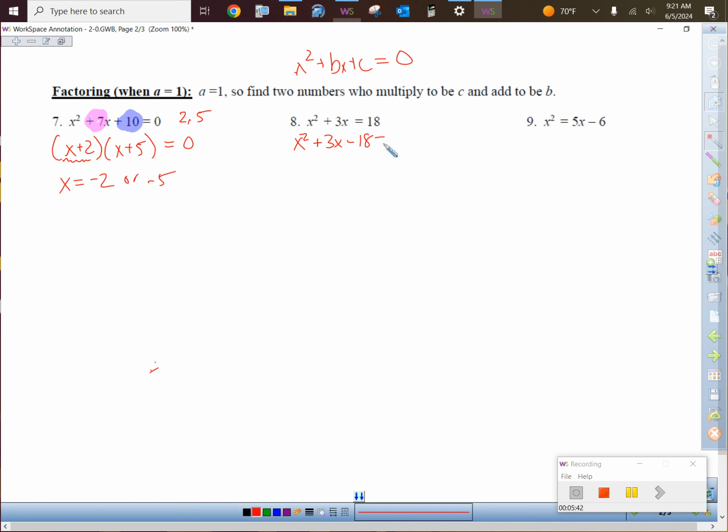Here, to easy factor this, you got to get them equal to 0 first. So I'm going to subtract that 18 over. And again, the only way that we're easy factoring this guy is because the a value is 1. Why can't we use the square root method? Because there's also x's in it. It's got x's and x squared, so we can't do that.